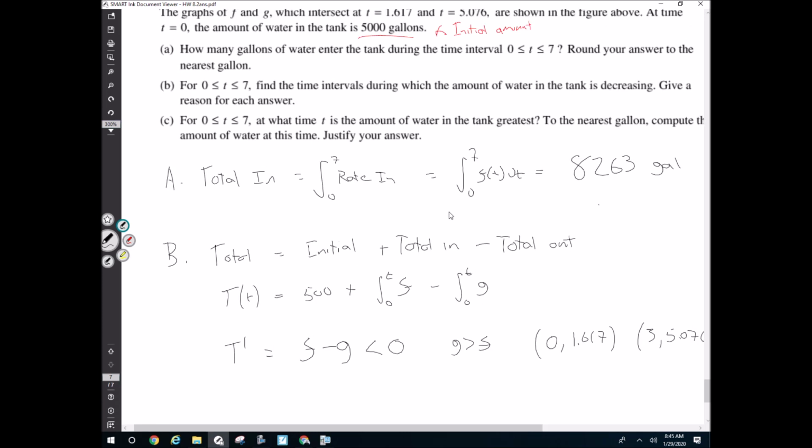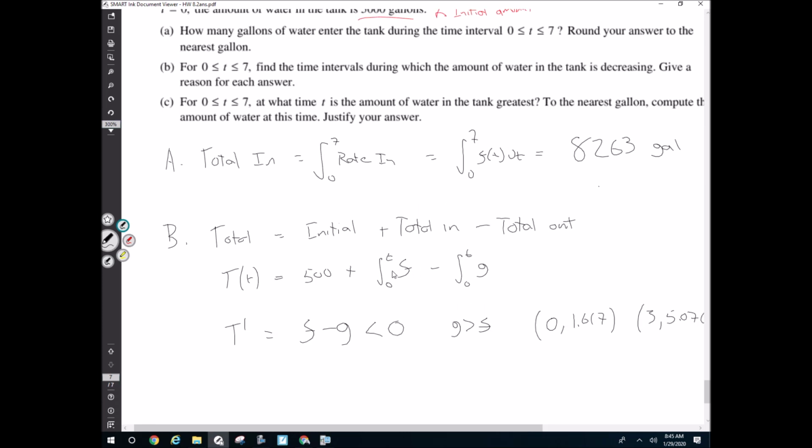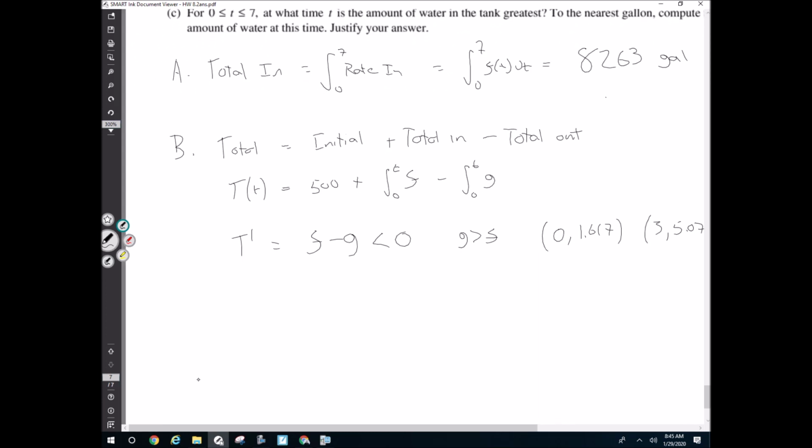At what time is the amount of water in the tank the greatest? Compute this amount of water and justify your answer. Okay, so T is going to be a max and a relative max, which is T prime goes from positive to negative. Or an endpoint.